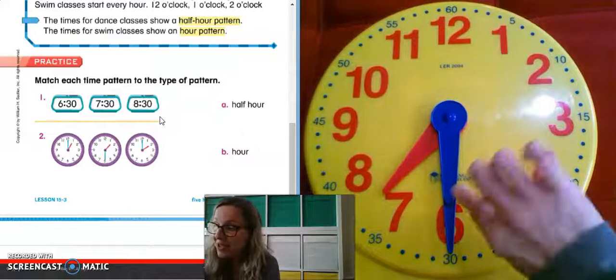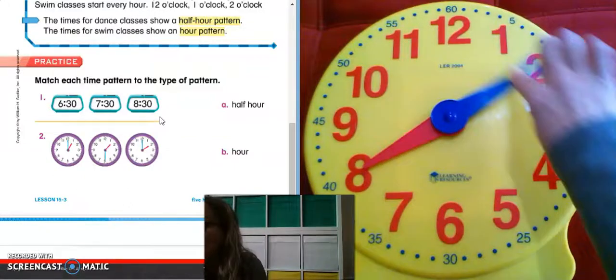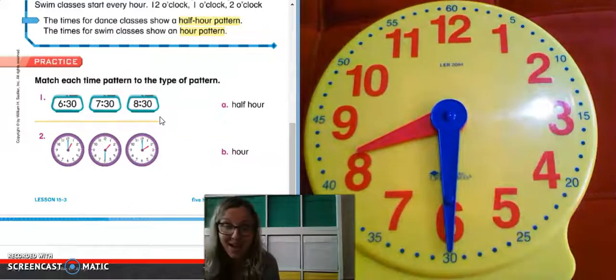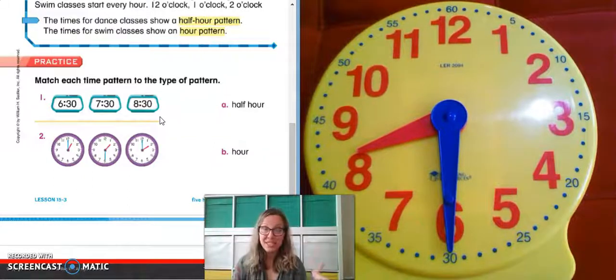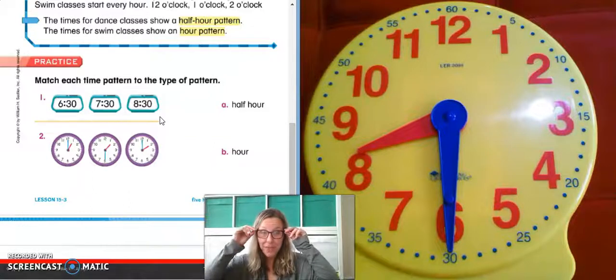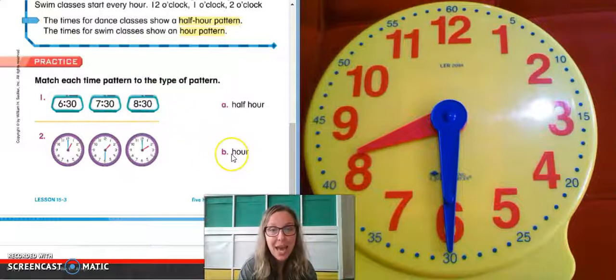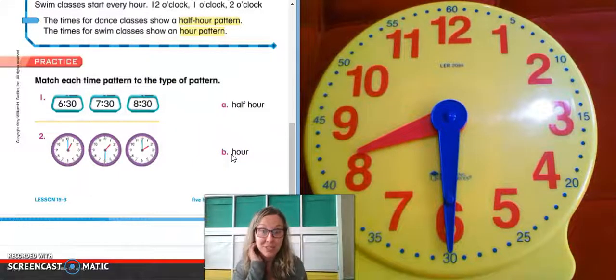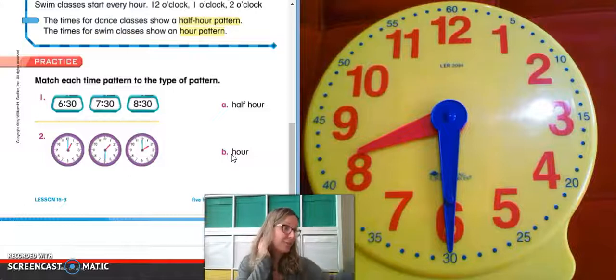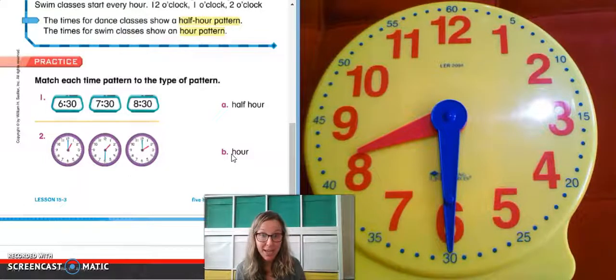And then from 7:30 to 8:30, we have to take a whole trip around the clock. So going from 6:30 to 7:30 is not just a half an hour, it's a whole hour, okay? So we're going to draw a line from these digital clocks down to B where it says hour. That's an hour pattern from 6:30 to 7:30 to 8:30 to 9:30. A whole hour goes by.